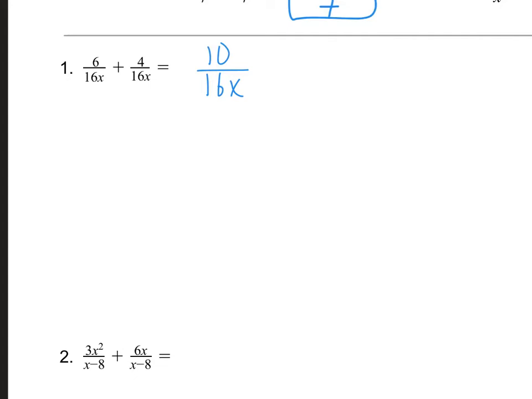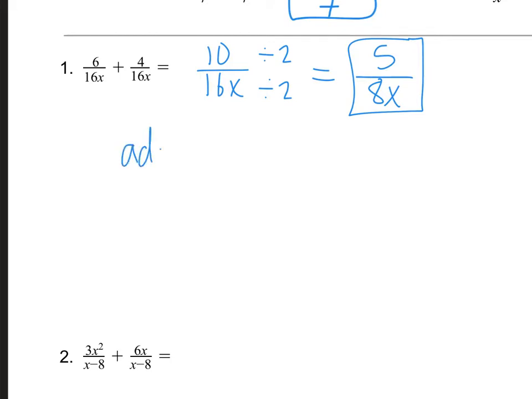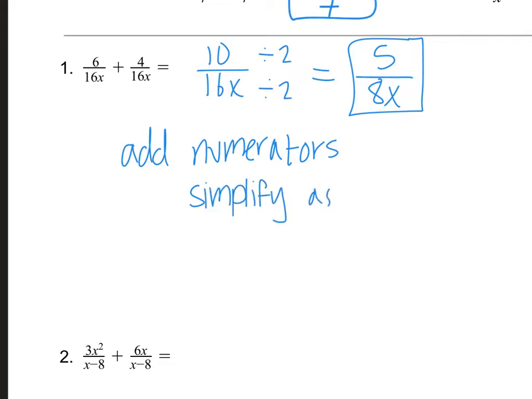So 10 over 16x can be simplified. These are both divisible by 2. So I'm going to divide the top by 2, divide the bottom by 2, and I'm going to get 5 over 8x. And that's my final answer. So really we just have to add numerators, and then simplify as needed.